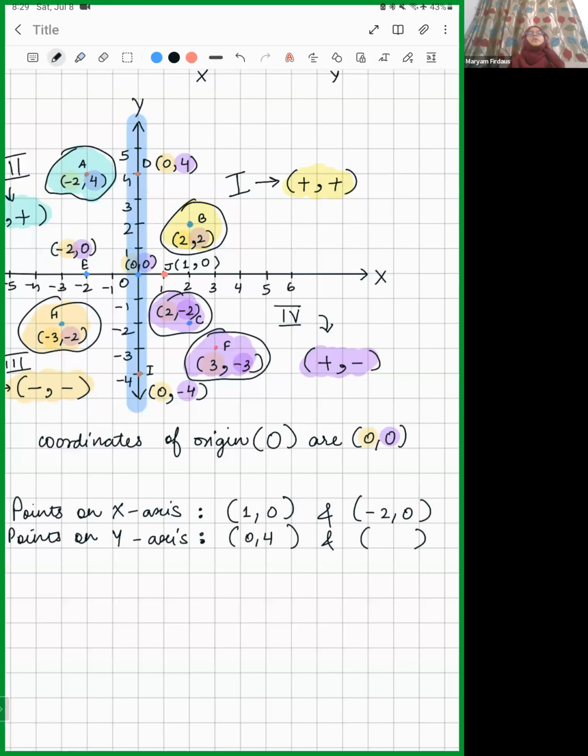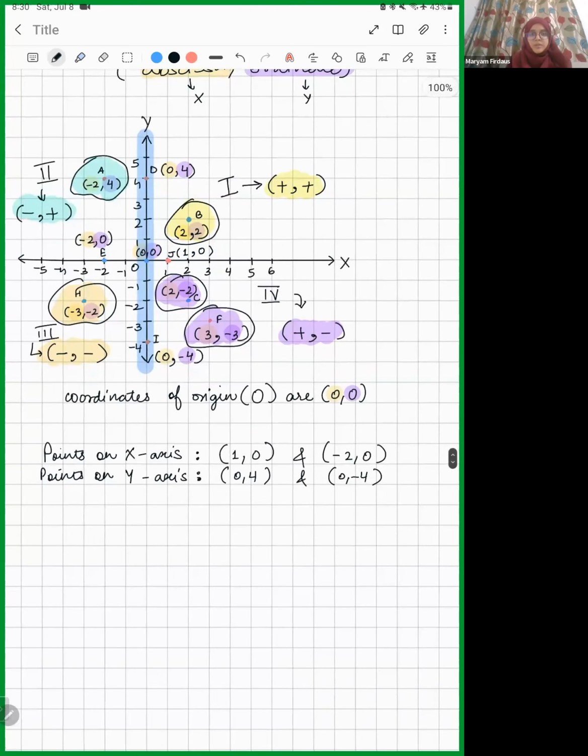If anyone asks you what are the coordinates of so and so point, you have to say this, comma, this. Okay. So now can you tell me the coordinates of point I? The point I is its abscissa is 0. No, say this, comma, this. 0, comma, -4. Yes. 0, comma, -4. Okay.